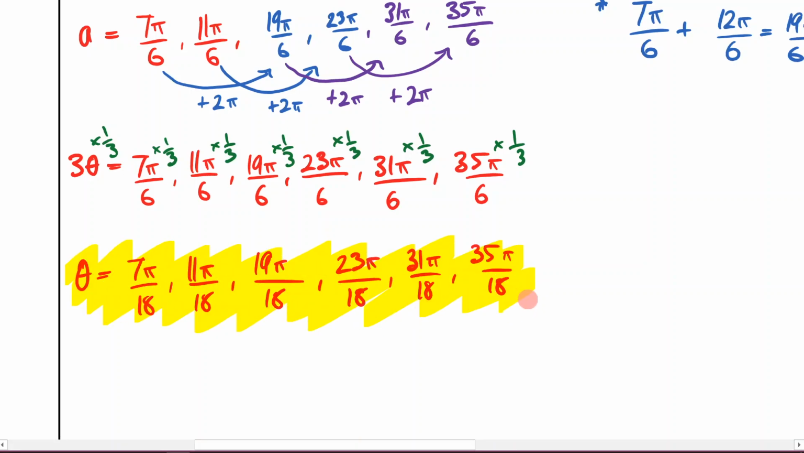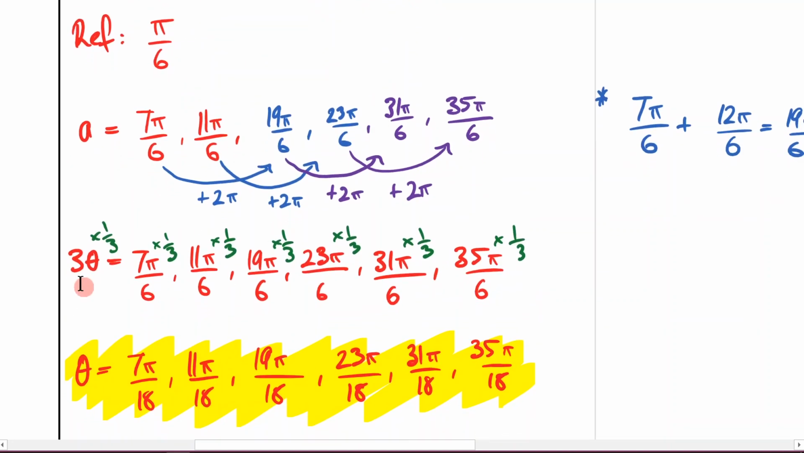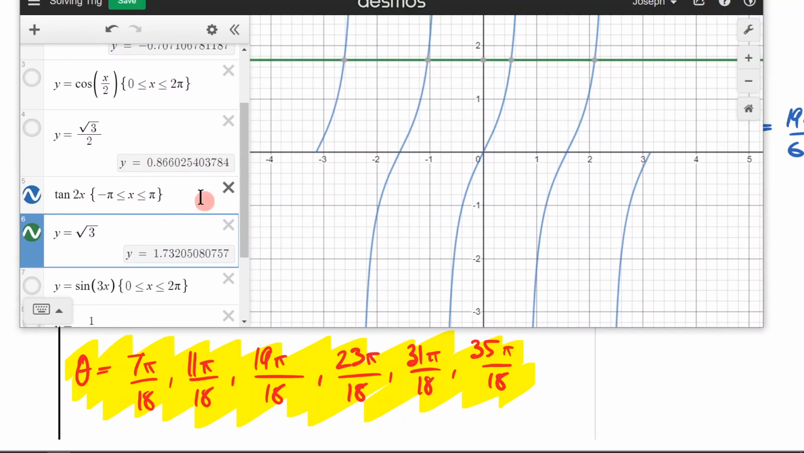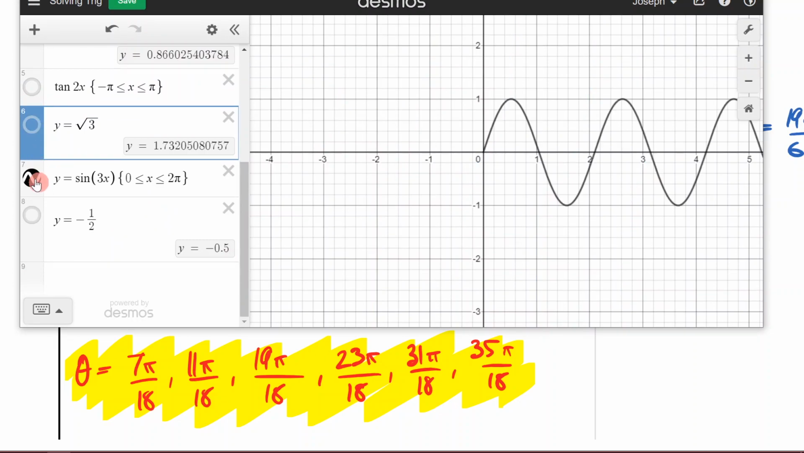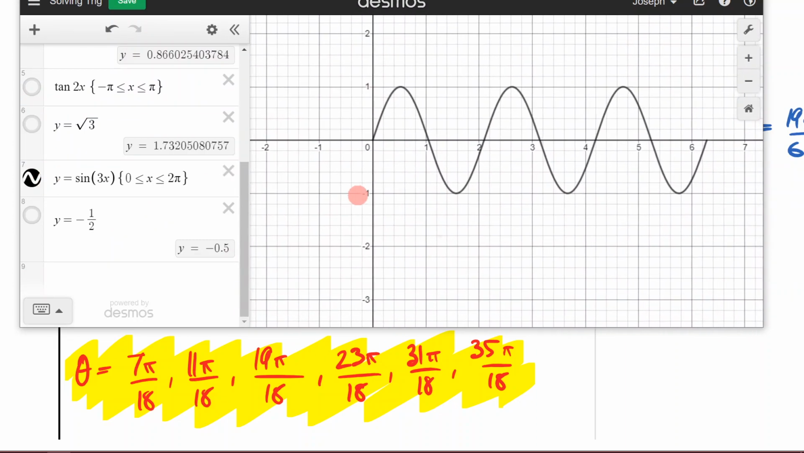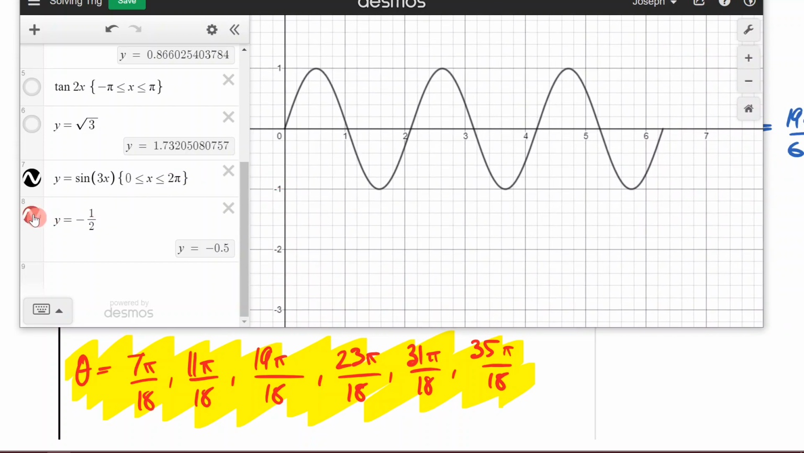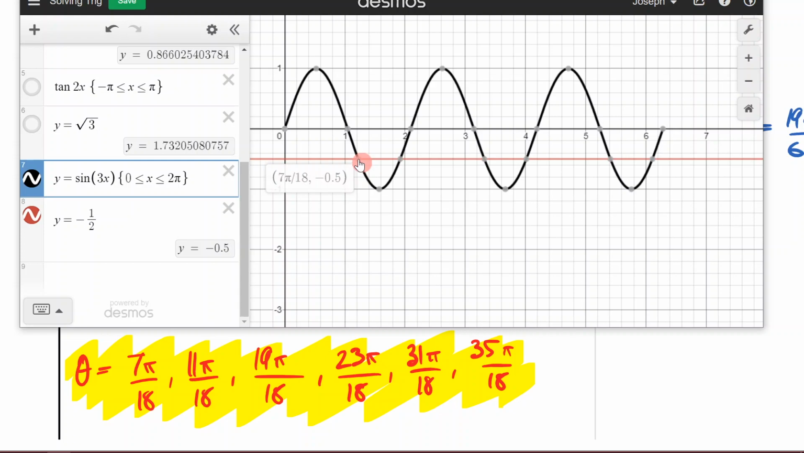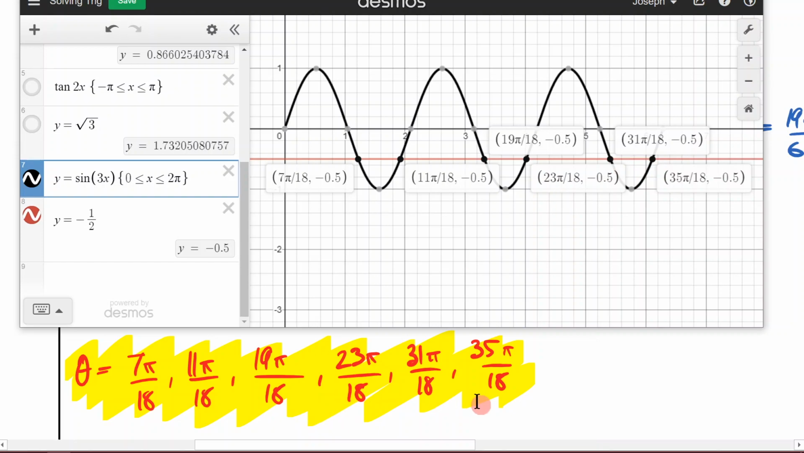Let me quickly now show you what this would look like if I was just to graph it on Desmos. So I graphed this sine of 3x, which is here. Then I had negative a half. So as you can see, 7 pi on 18, 11 pi on 18, sorry, I'm just all over the shop, 19 pi on 18, 23 pi on 18, 31 pi on 18, 35 pi on 18. Those are all my answers, and that's where it stops.